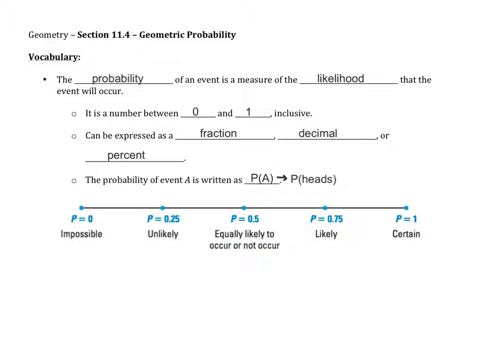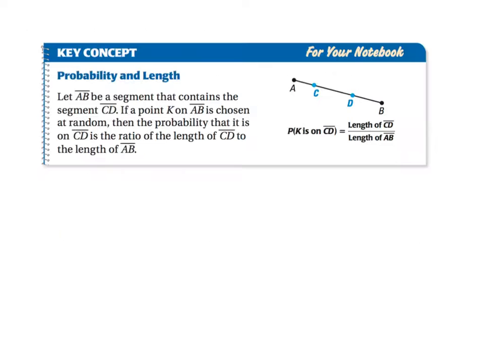And what we're going to be doing in this section, once again, is applying this probability to geometric situations. The first way we're going to do that is by combining the idea behind probability and the idea of length. Let segment AB be a segment that contains segment CD. So if you look at this diagram, you have segment AB and CD is inside of segment AB.